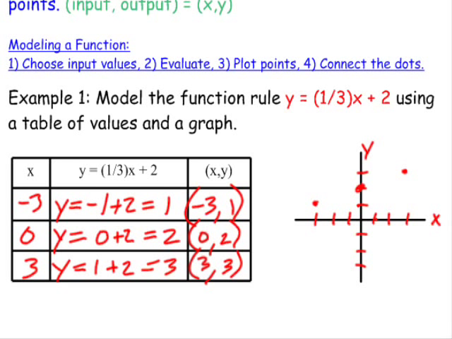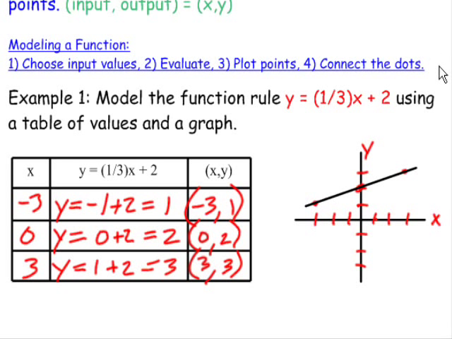Okay, I'm going to use my little line tool here. You get to use a straight edge if you want to. That's just up to you. Okay, just draw your line through that, and that will be the graph of y equals 1/3 x plus 2. Okay, so we used our table and then graphed it.